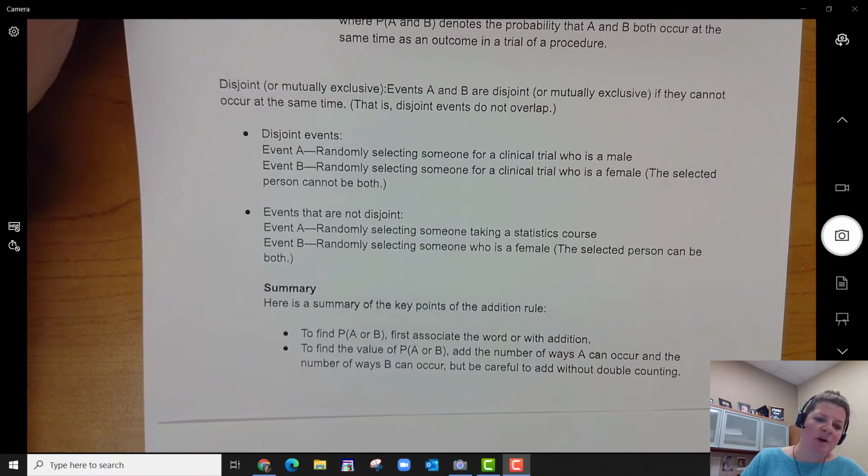It's at the bottom of the note sheet, if you have it. It has just a summary. Basically, what do you do if you see or? You add. So let's look at some examples of this.